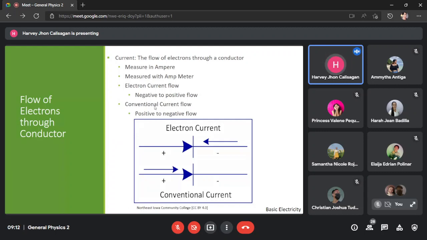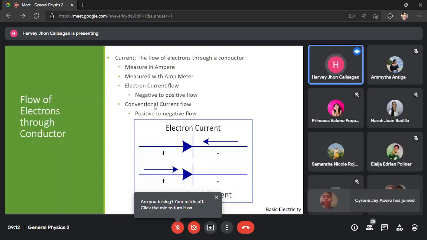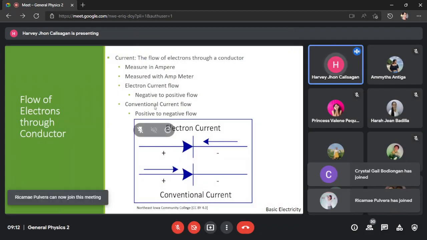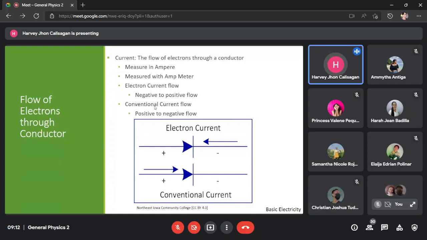Current is the flow of electrons through a conductor. You know already what a conductor is, right, class? A conductor allows the electrons or the electric current to flow into a specific medium. The current is measured in amperes. We represent current with the capital letter I. We will be dealing with that later as we do some calculations in basic electricity. The unit of the current is the ampere, and we measure current using the ammeter.